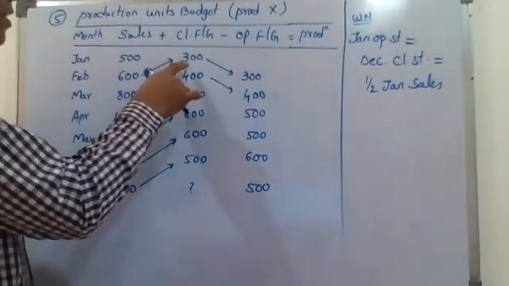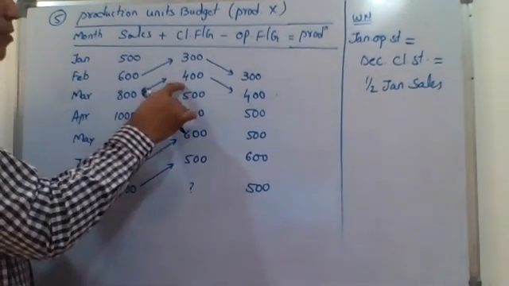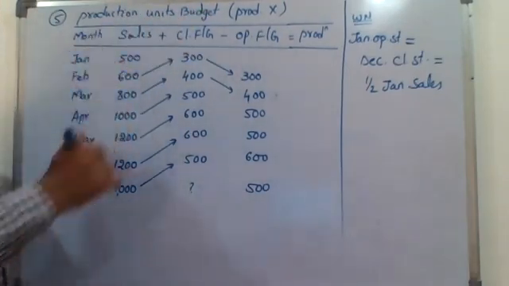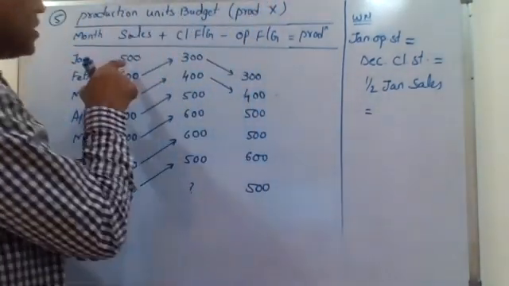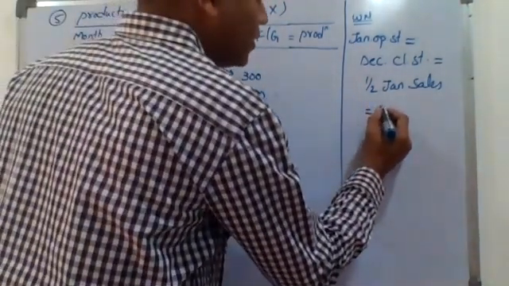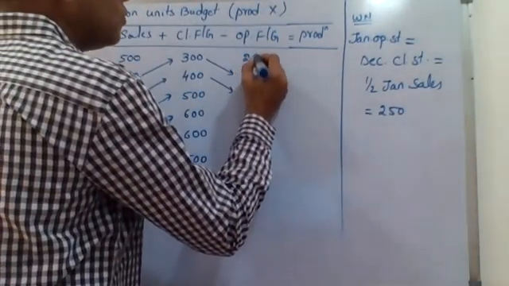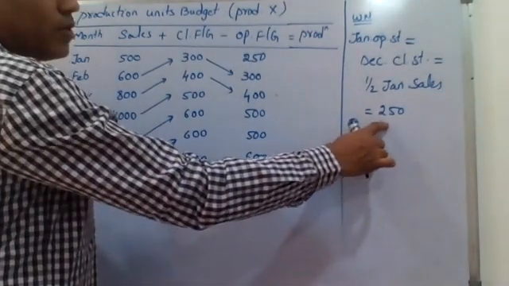That is how you got this, right? Closing stock of January is half of February sales. Closing stock of February is half of March sales. So closing stock of December should be equal to half of Jan sales, right? So January sales is 500. Half of 500 is 250. So I can come here and write 250.